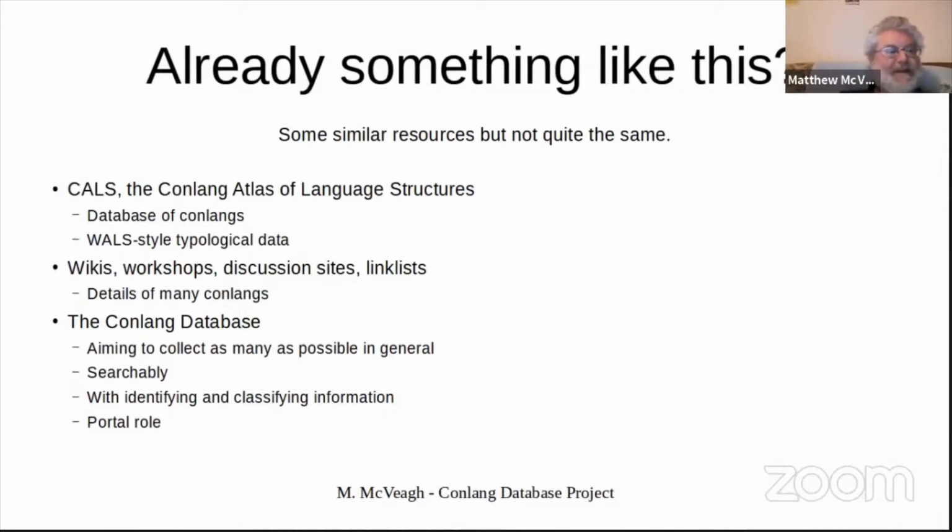But our database is aiming to collect as many as possible in general in one place to enable that database to be searched. So it's not simply a list, but it's going to be able to be searched according to different criteria. It's going to have identifying and classifying information, and perhaps most importantly, it will have a portal role. So you're not meant to simply find all the information you want on the database. The database will tell you that a language exists that maybe you're interested in, and it will give you a link through to the individual pages on that conlang. It could be a grammar or a dictionary or a whole website on it.